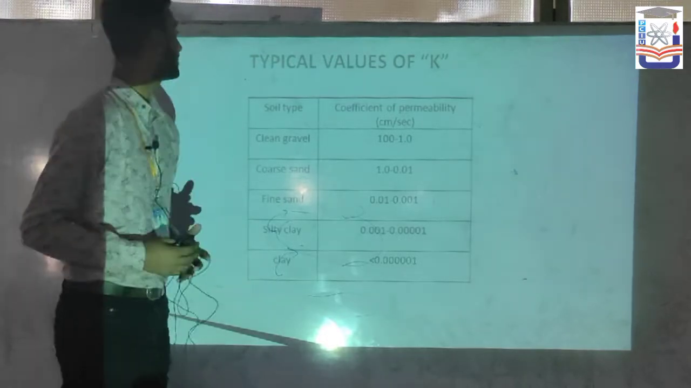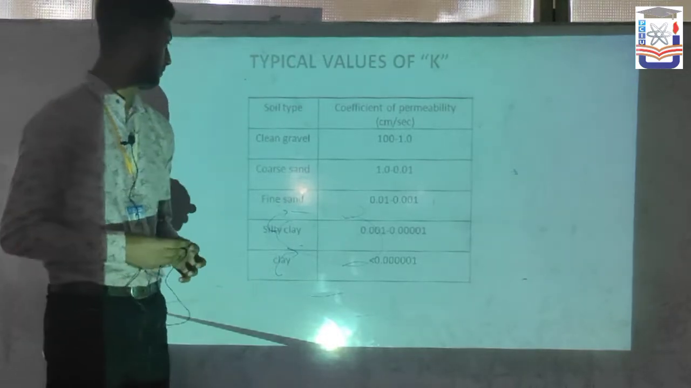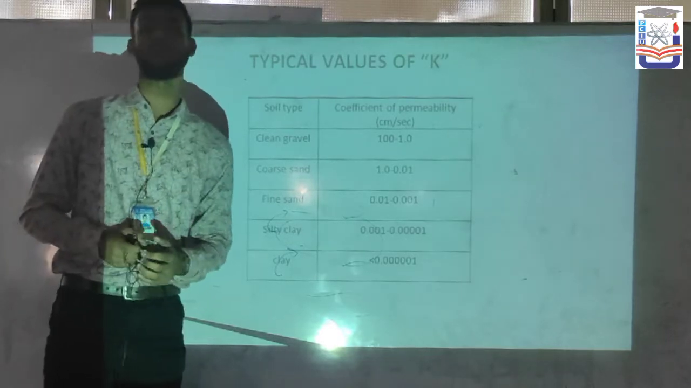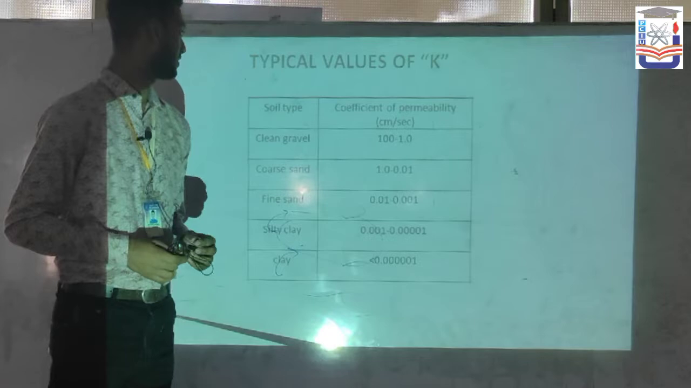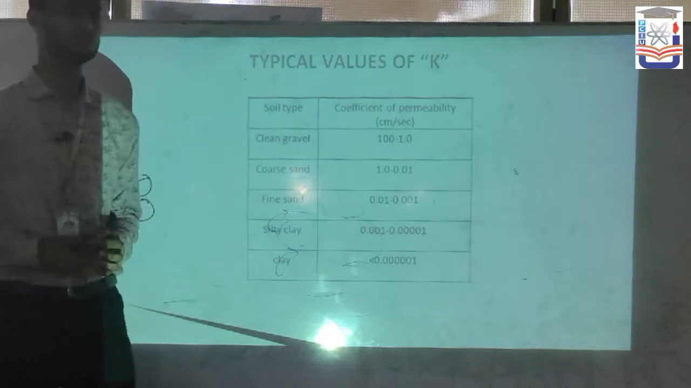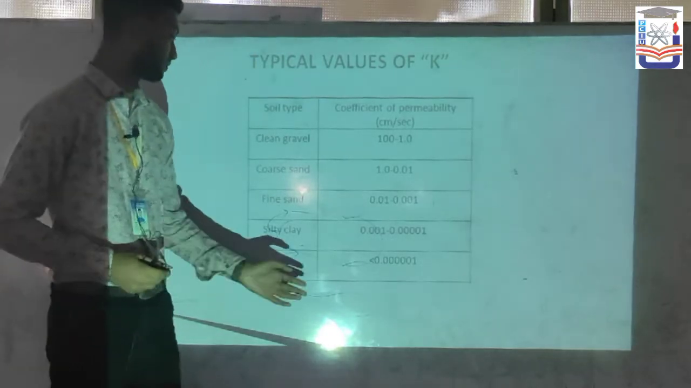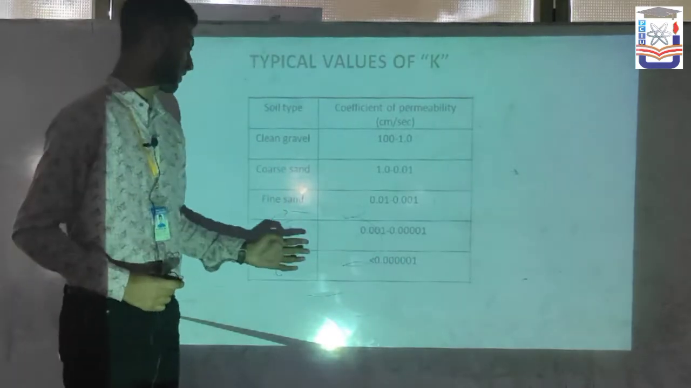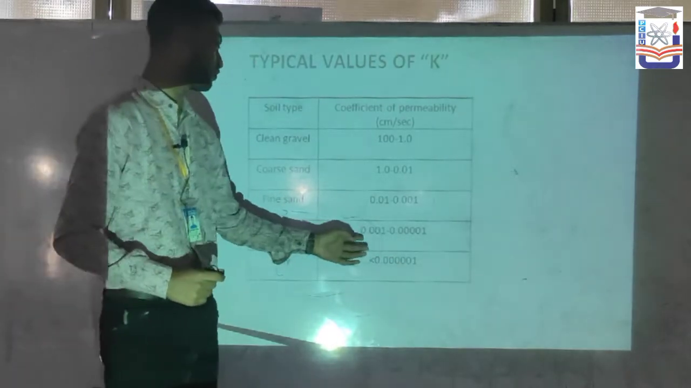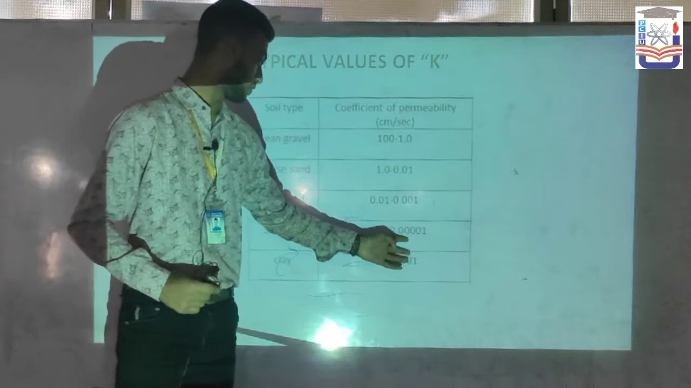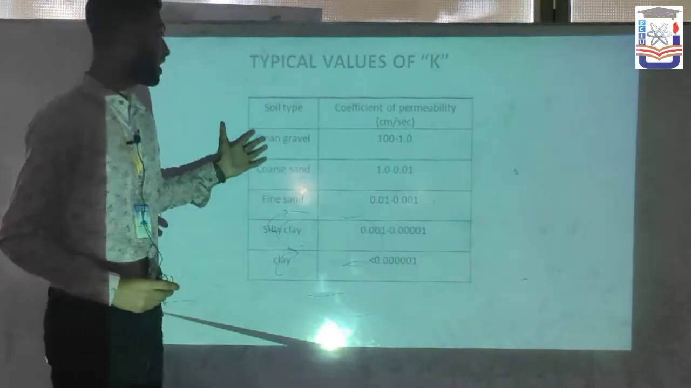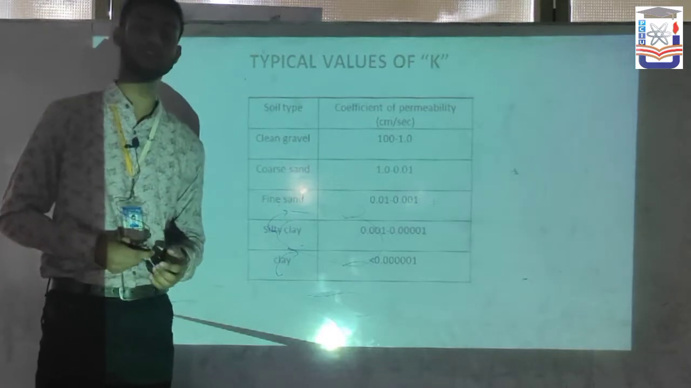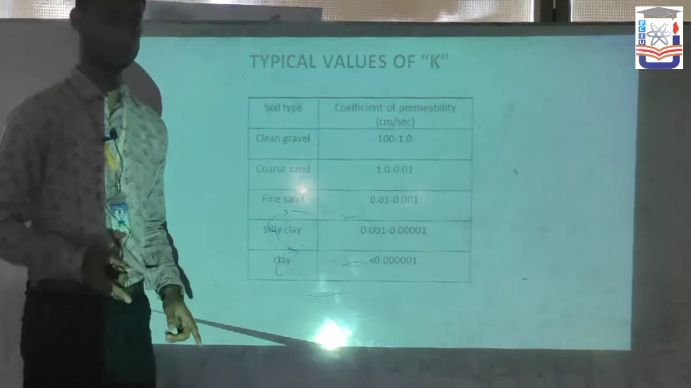Here we are seeing the typical values of K, which we already determined via different formulas. So these are the typical values of K. For clay particles, the value will be less than this one, and for silty clay the value will differ between 0.001 and 0.401. These are all the different kinds of values for the different types of soils.